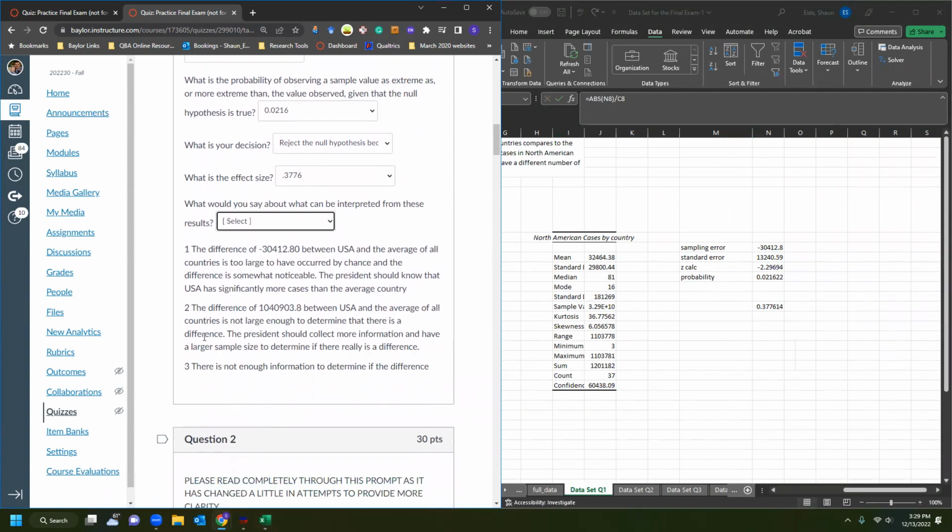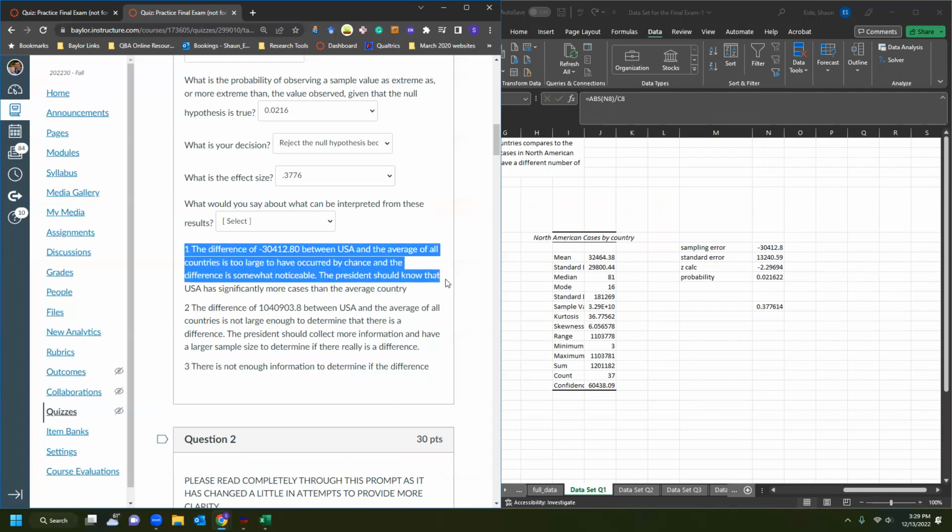So there's 3 things down here. The difference of negative 30 between the USA and the average of all countries is too large to have occurred by chance, or rather, between North America and the average of all countries is too large to have occurred by chance. The difference is somewhat noticeable. The president should know that North America has significantly more cases than the average country. The difference of this, which first of all, that's not the difference, is not large enough. So that's not true. The president should collect more information. And then there's not enough information. So this is the only correct one.